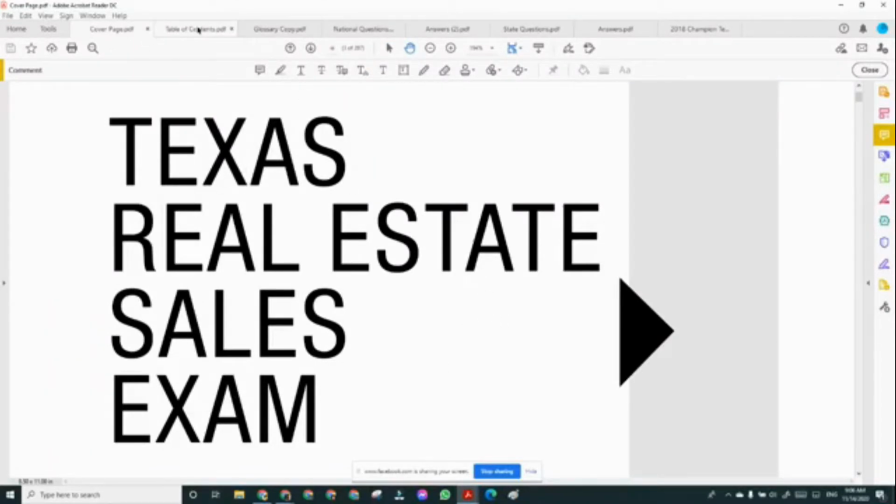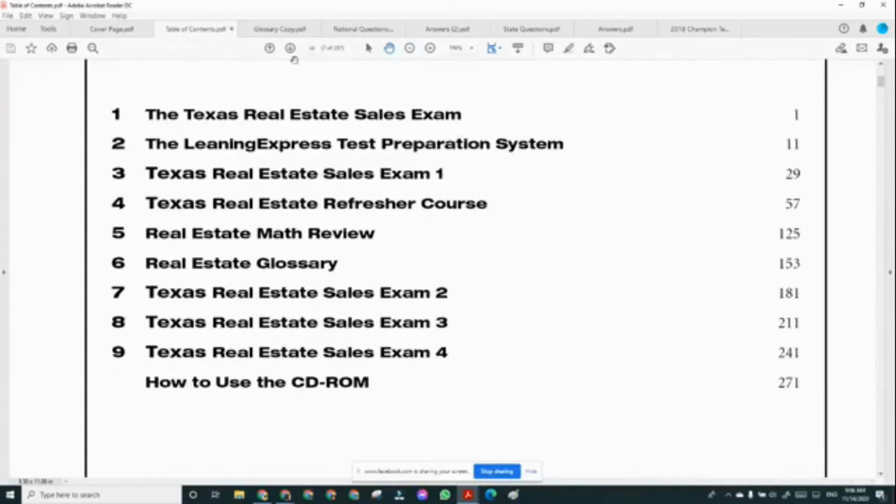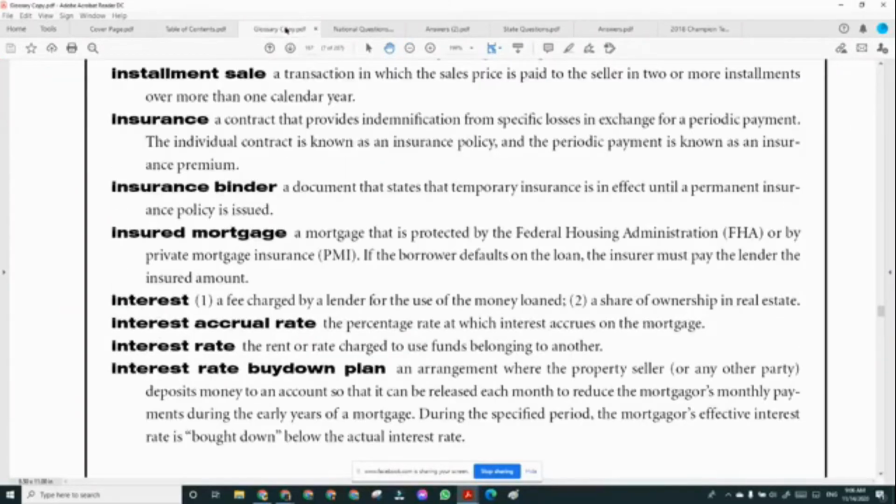All right, so that's the source that we're using, and that's the table of contents. And we will start today with insurance binder as the vocabulary. And hopefully this shows up clearly on your end. Okay, insurance binder. A document that states that temporary insurance is in effect until a permanent insurance policy is issued.